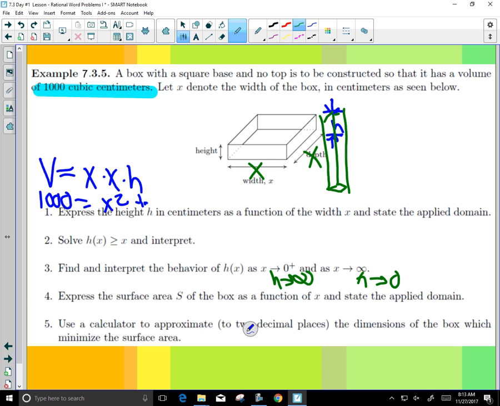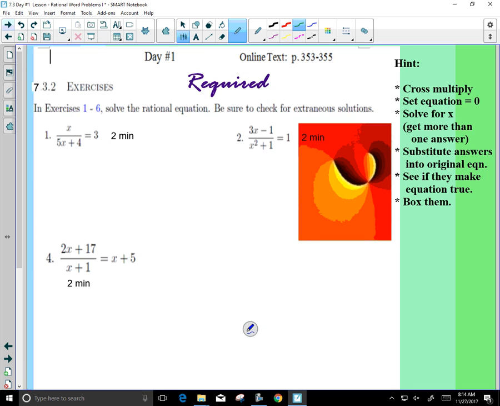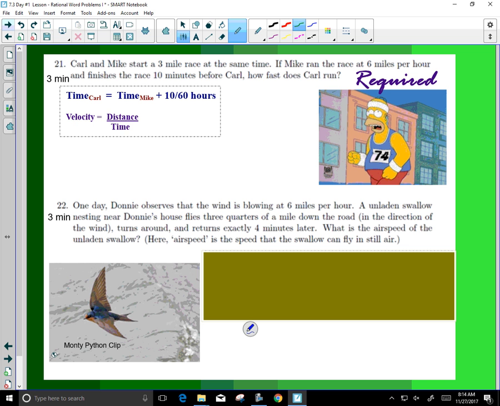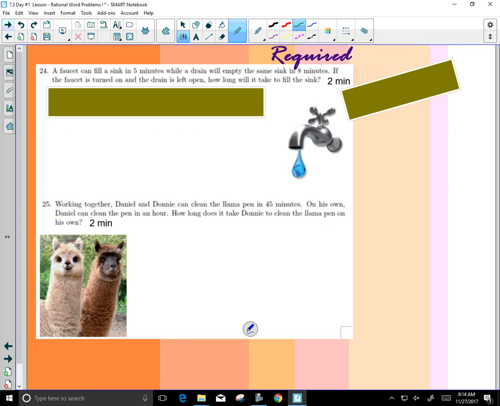Well, that's cool. Express the surface area. I'll let you figure those out. Those two are fine. All right. Go to 21 and 22. Go to 24 and 25. Do those two first. I'll feel so good if you can get those done. And then we just have one other word problem I want you to do.